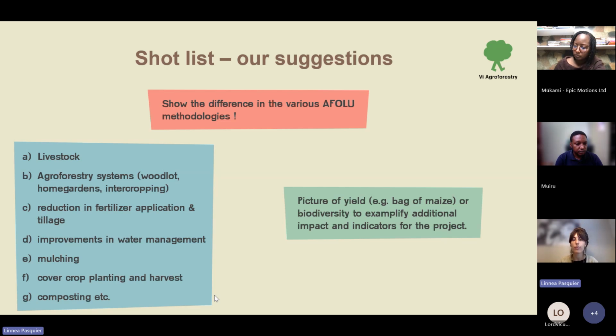And also another thing could be a picture of yield. It could be a bag of maize or biodiversity to exemplify additional impact and indicators for the project, because often you have selected the methodology, but as a project developer, you also want to showcase other benefits that are derived from your idea.